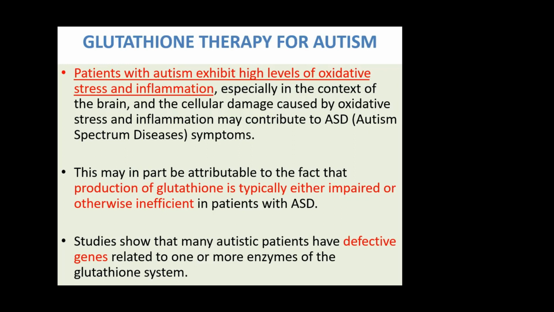So studies have shown that they have problems producing glutathione even when they are young, whereas for the healthy children, production is okay until about age 20. And studies show that many autistic patients have defective genes related to one or more enzymes of the glutathione system, right? So for these children with defective genes, we can say it is inborn.